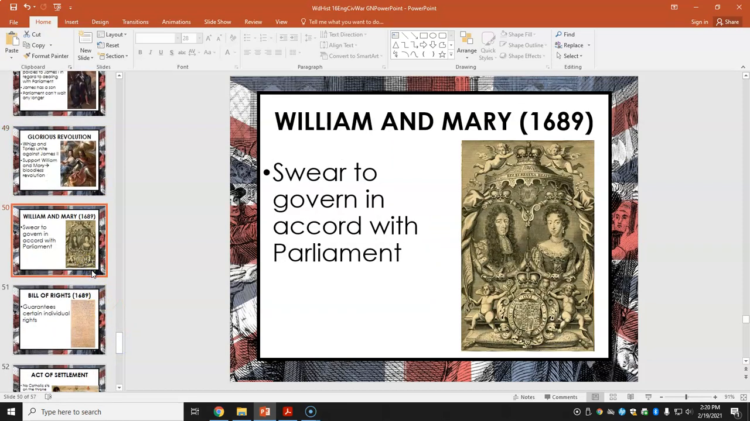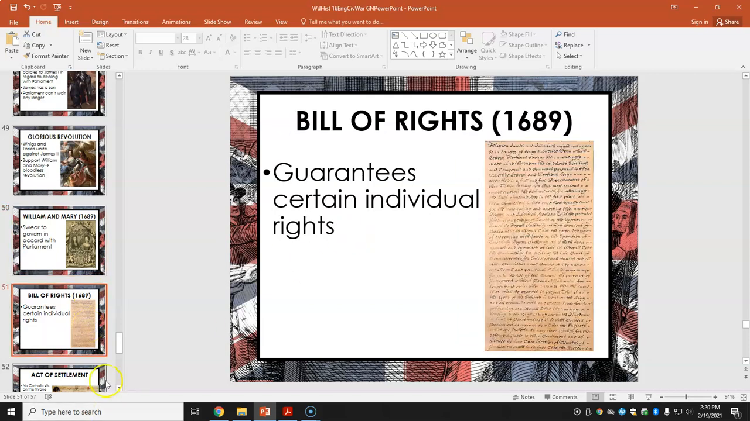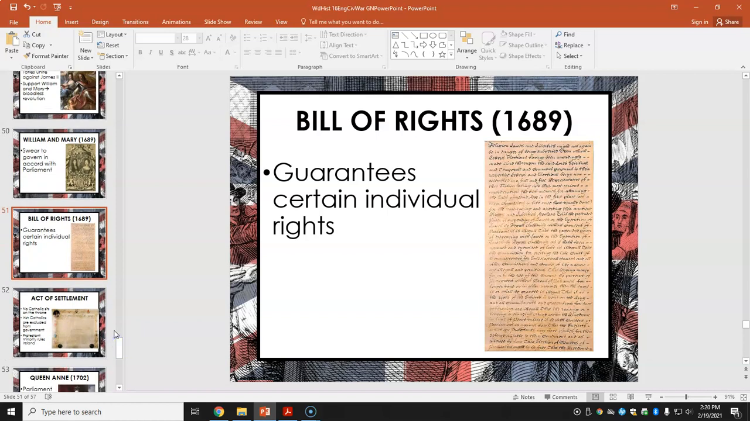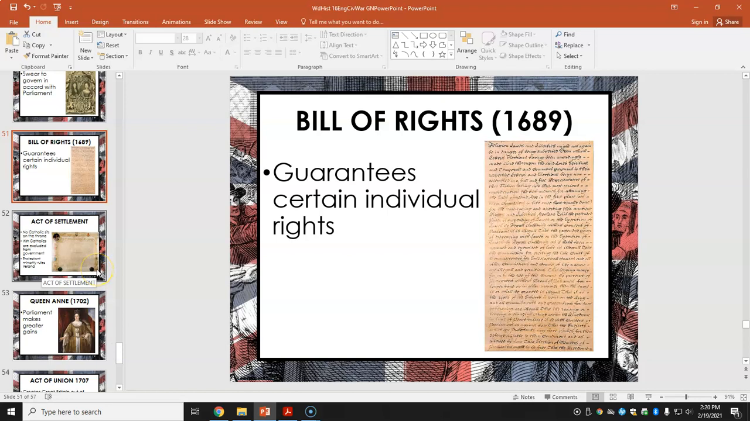So William and Mary become king and queen in 1689. They swear to govern in accord with Parliament. And this is where we get to the English Bill of Rights, which I have an activity that we'll do on this. It guarantees certain individual rights to the people of England. So this gives them acknowledgement. You know, you have certain rights. Remember John Locke, he talked about the right to life, liberty, and property. And so this is going to be along the same lines. It's going to make sure that the people of England are guaranteed rights as individuals.